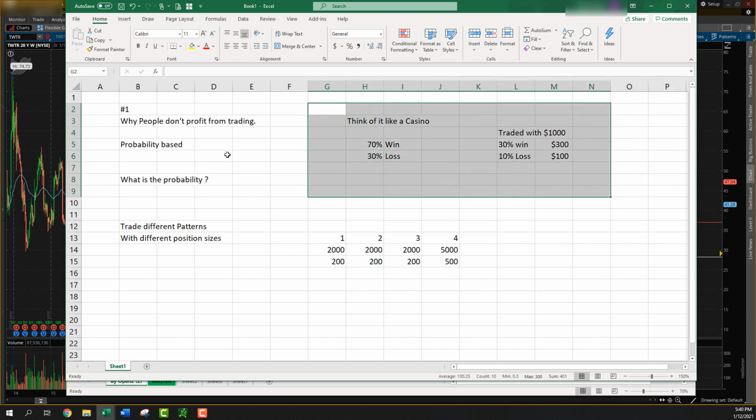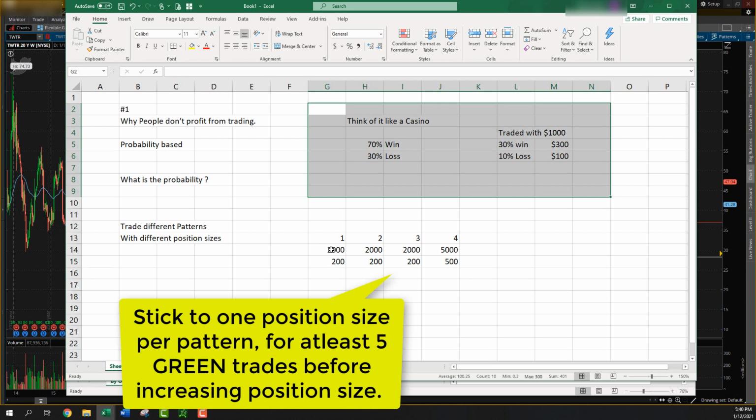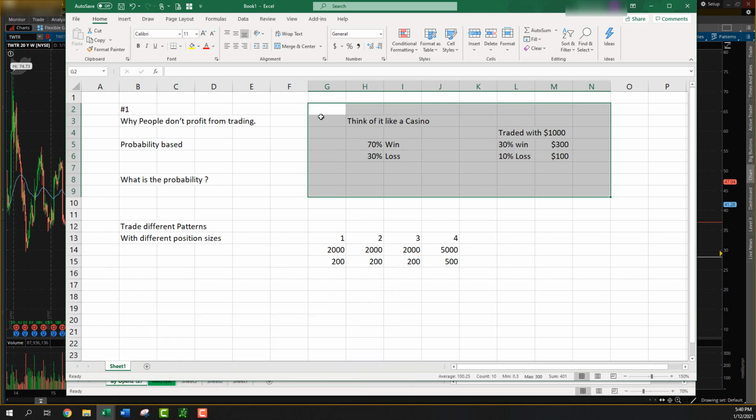All of this 70% winning, 30% losing goes crashing down if you don't stick to one position size. If you stick to one position size, this will work. But if you trade 1,000 and one day you trade 4,000, you trade 5,000, the next day you trade $200, one big loss is going to throw away all of these statistics.